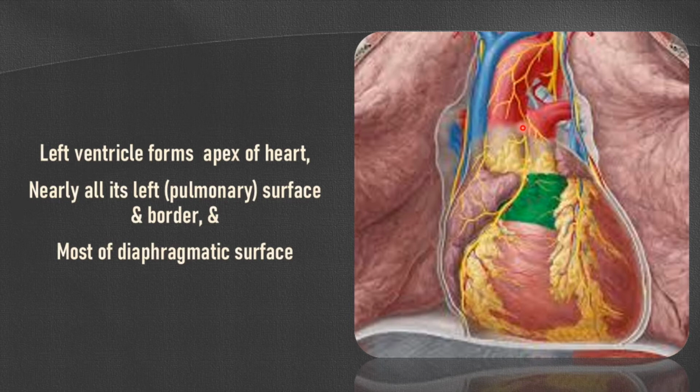The superior left border superiorly formed by the left auricle. Base of the heart is formed mainly by the left atrium. The right side, right border or the right pulmonary surface is mainly formed by the right atrium. Anterior surface is mainly formed by the right ventricle.